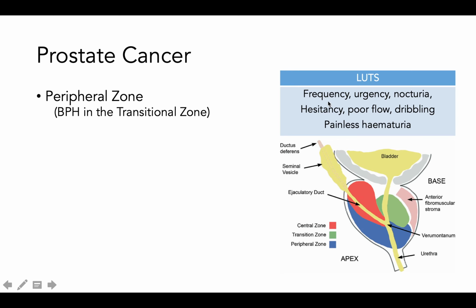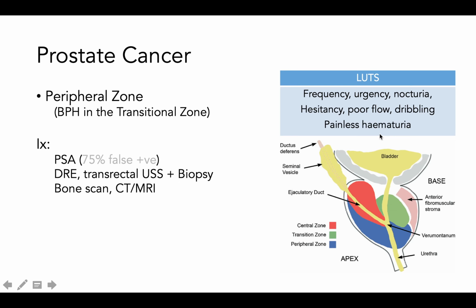So you get the storage symptoms of urinary frequency, urgency, and nocturia, needing to go at night, and then also the symptoms of constriction itself, so hesitancy, difficulty getting started, poor flow, and dribbling at the end because the bladder hasn't completely emptied, and also painless hematuria. So these are your investigations for prostate cancer. Watch out for the false positives on your prostate-specific antigen. And the reason that the bone scan and the imaging are here is because prostate cancer is a key culprit for metastasizing to bone, and particularly to the spinal column, so you want to keep a close eye to make sure that's not happening.